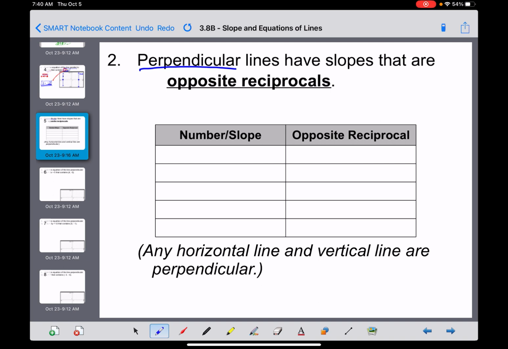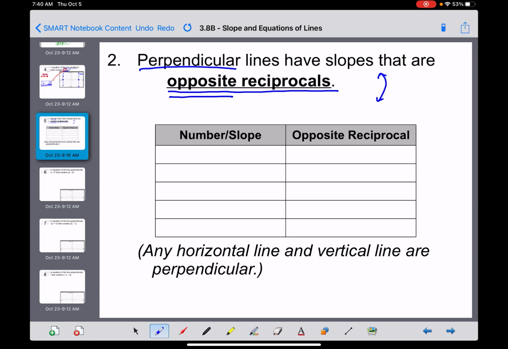Perpendicular lines have slopes that are, here's a phrase we need to know, opposite reciprocals. Reciprocal is a word that most people know. It means that you flip a fraction. You switch the numerator and the denominator. And the word opposite means that you're going to simply change the sign of whatever number you started with. So let's look at a couple of examples here.